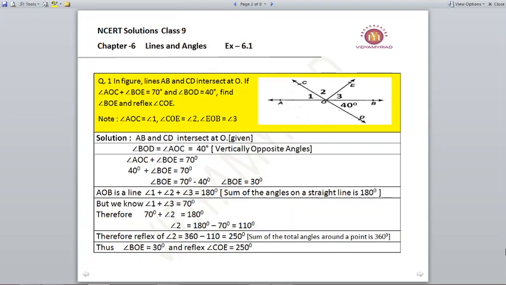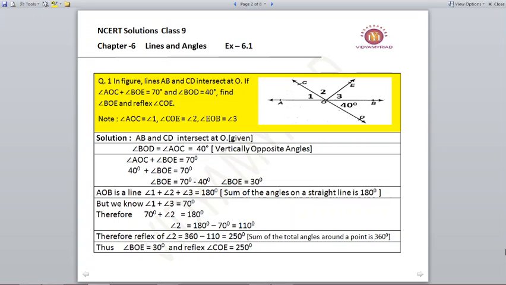In the question it is given that angle AOC plus angle BOE is 70 degrees, which means angle 1 plus angle 3 is 70 degrees. Angle 1, which is 40 degrees, we have already found out by vertically opposite angles. So I can easily find angle BOE, which comes out to be 70 minus 40, which is 30 degrees. Now consider AOB as a line. All the angles on a straight line form 180 degrees. So angle 1 plus 2 plus 3 is 180 and 1 plus 3 is already 70. So we can easily find angle 2, which is equal to 110 degrees.